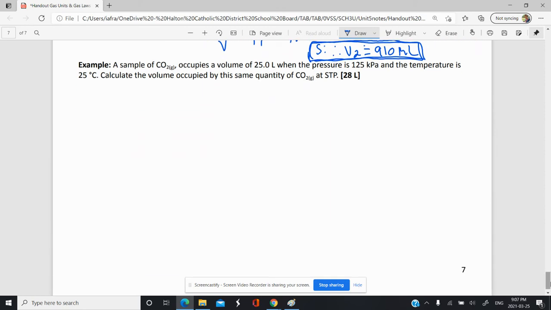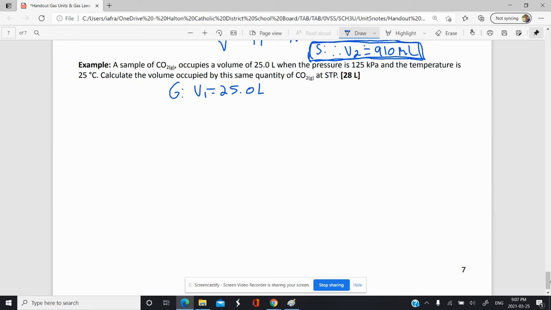Let's go ahead and try another sample problem here. So we have a sample of CO2. It occupies a volume of 25 mils. So let me write that out first. So we have a volume, V1, is equal to 25.0, no, not milliliters, liters, sorry.